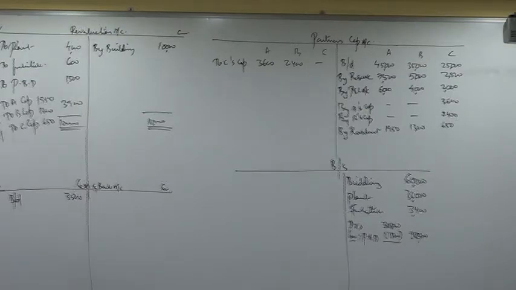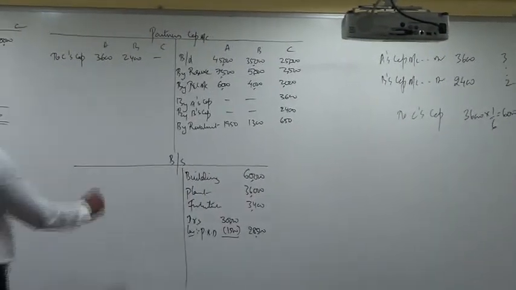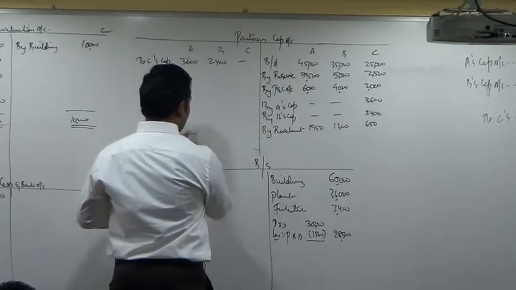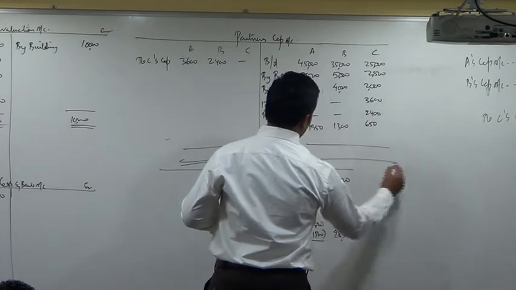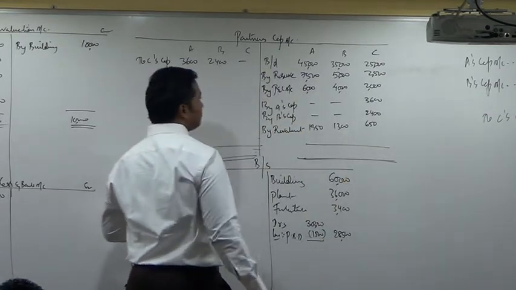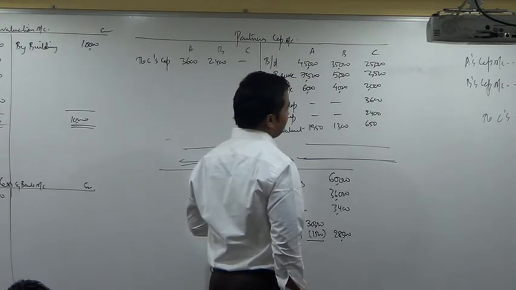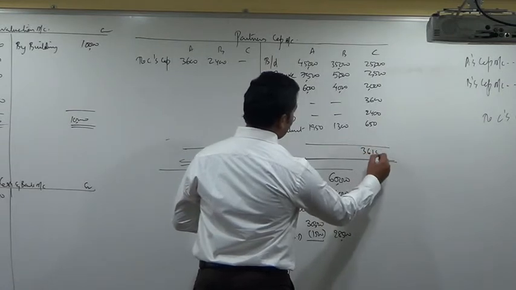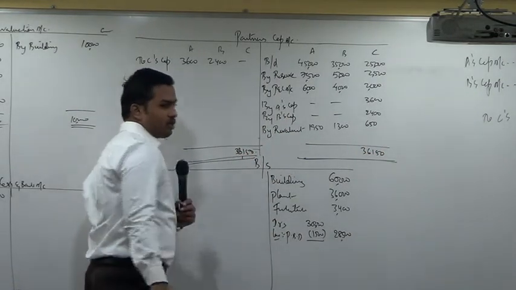We have to discharge C on his retirement now. Find out how much credit balance is there in C's capital account. 36,150. Leave one line space and then draw the box. How much is there in C's capital account? 36,150. 36,150 is there, credit balance, credit side is more.